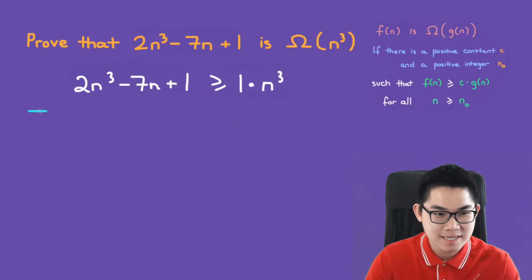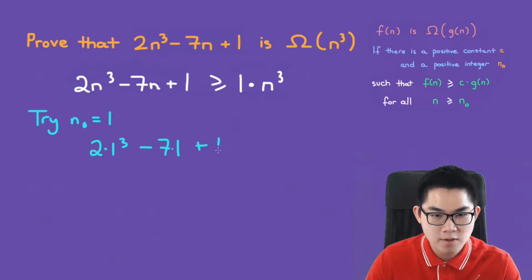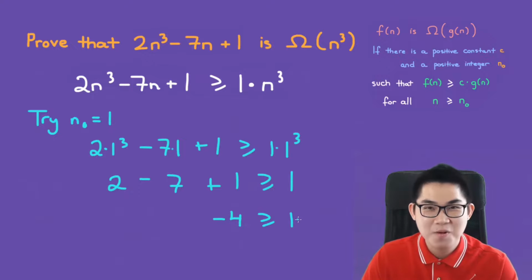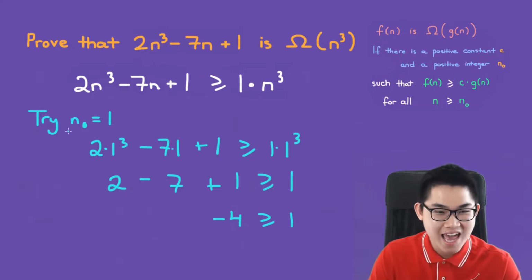So let's try substituting n equal to 1 and see what happens. We have 2 times 1 to the power of 3 minus 7 times 1 plus 1 greater than or equal to 1 times 1 to the power of 3, and see if this inequality is true. So here we have 2 minus 7 plus 1 is greater than or equal to 1. So we have negative 5 plus 1, which is negative 4. Is this true? Well, the answer is no, right? So n naught cannot be equal to 1.